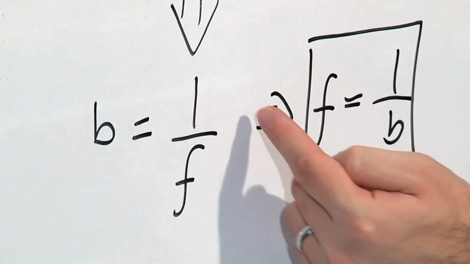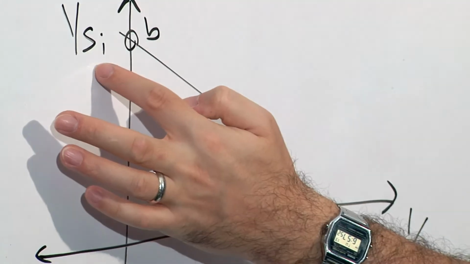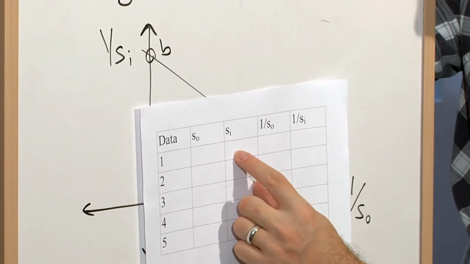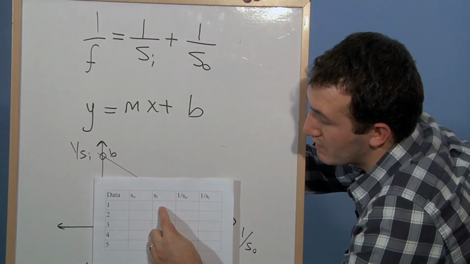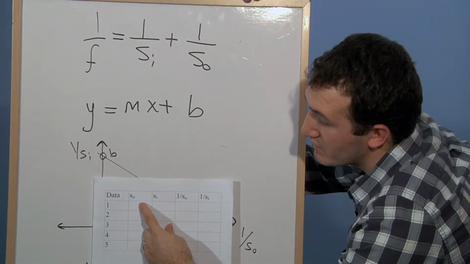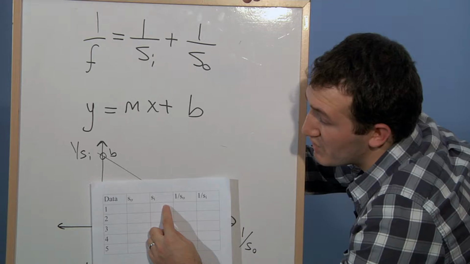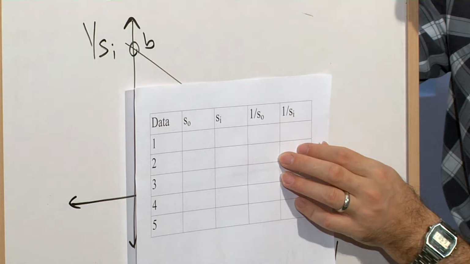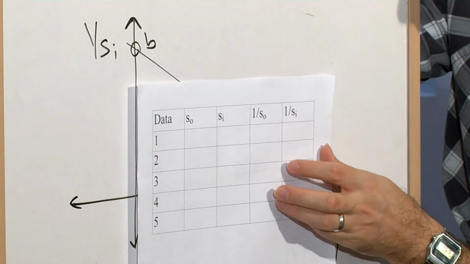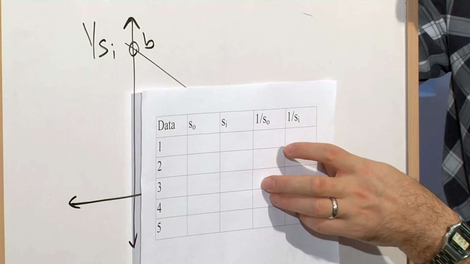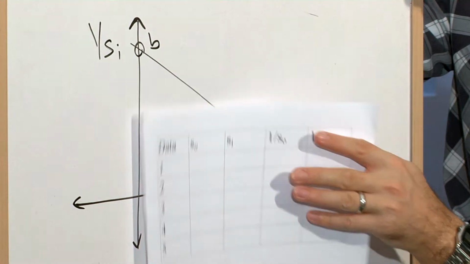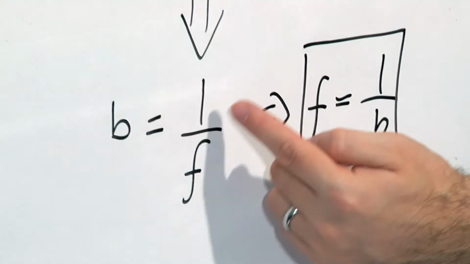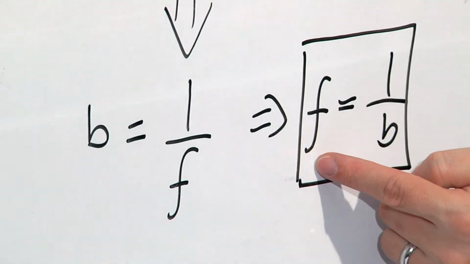So to be able to get this graph, what we're going to do is place objects at different positions, and then we're going to measure where the image is, and then we're going to calculate 1 over SO and 1 over SI values. And once we complete this data table, we're going to plot 1 over SO to 1 over SI graph. And once we have that, we're going to find the b, which is the y-intercept, and then 1 over b will be equal to our focal length.